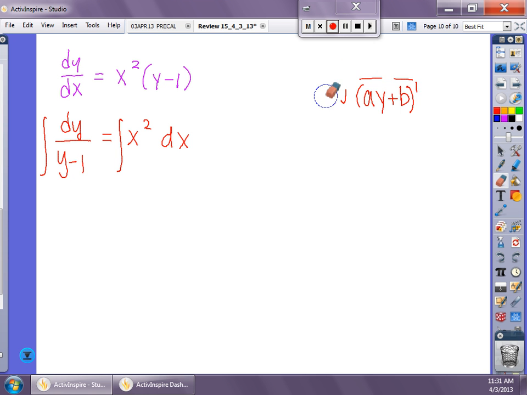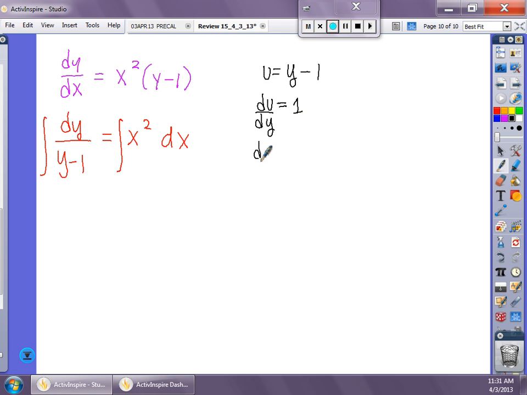All right, so if I'm going to do substitution, I need my substitution. What should my u be? Y minus 1. All right, so du over dy is equal to 1. Therefore, du is equal to dy. That makes the substitution very nice and easy. So when I come over here, my dy becomes du. My y minus 1 becomes u. And on the other side, I still have my x squared dx. Any questions on doing that substitution?